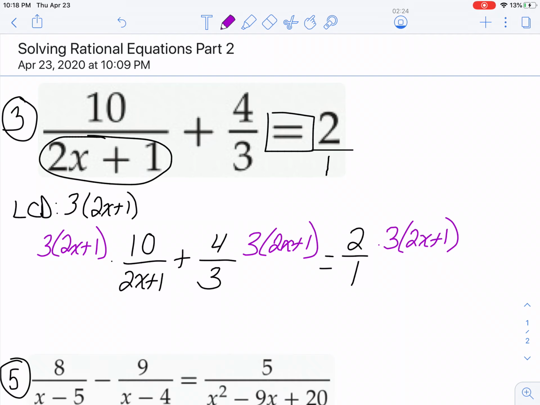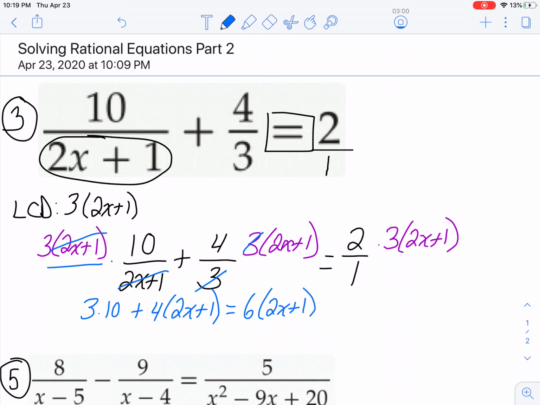Now that we've multiplied, we can go ahead and cancel what we see. Right over here on the left, in my denominator I have a 2x plus 1 and in my numerator I have a 2x plus 1, which just leaves me 3 times 10. Over here I have a 3 in the numerator and a 3 in the denominator, which leaves me 4 times 2x plus 1, equals. I don't have anything in the denominator that would cancel with anything up top, so I have 2 times 3 is 6 times 2x plus 1.